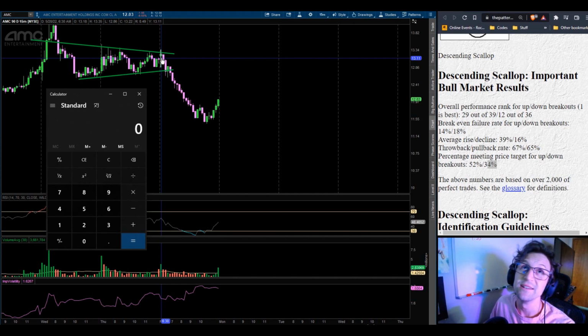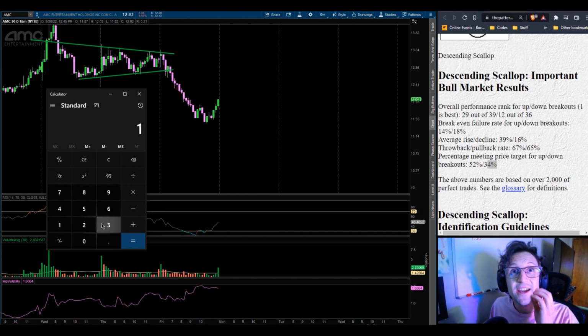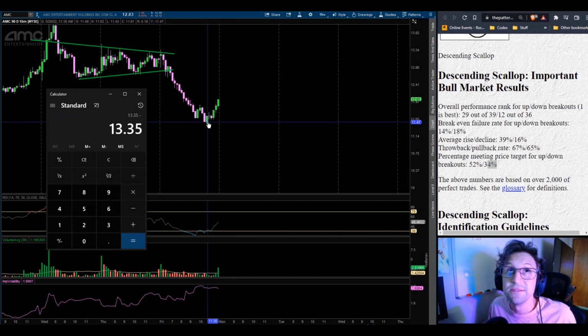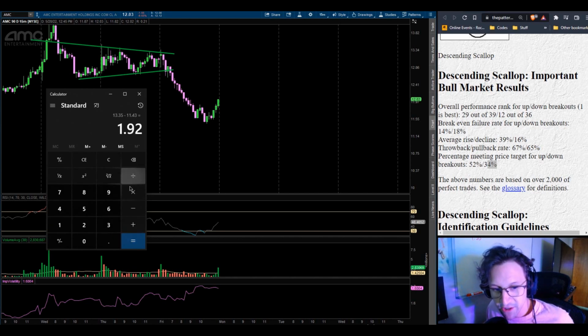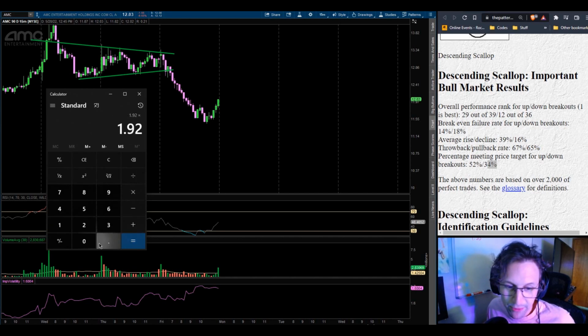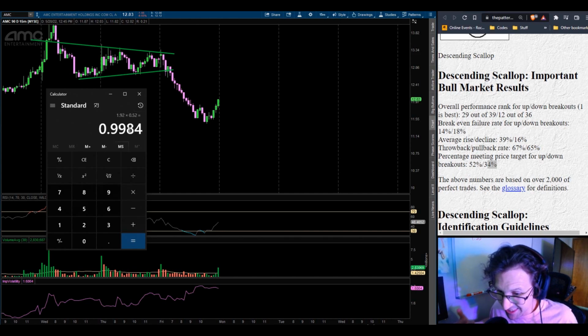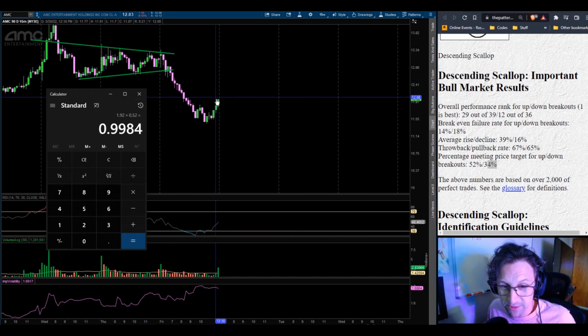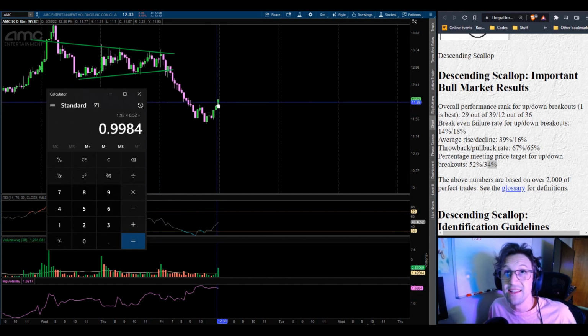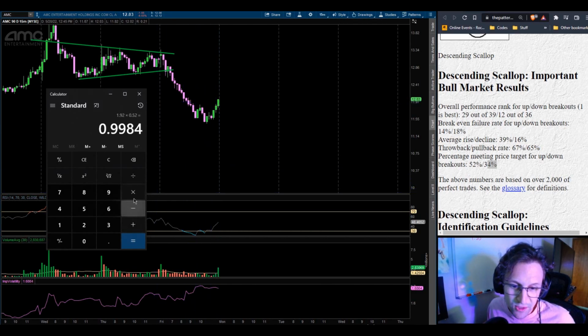So with a high of 1335 and a low of, what is that, 1143, we have $1.92, and then we're going to multiply that by 0.52, and that's going to give us our percentage mean price target to add to the top of the pattern. And see, we need that second peak to form before we can really say it's a scallop. But we're going to assume that Friday's close had that peak, and that high was at 1203. So I'll be adding that to 1203.